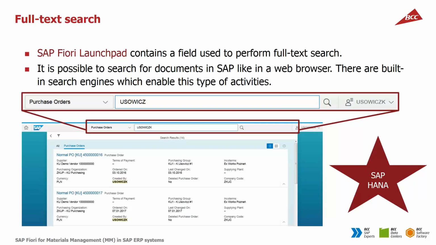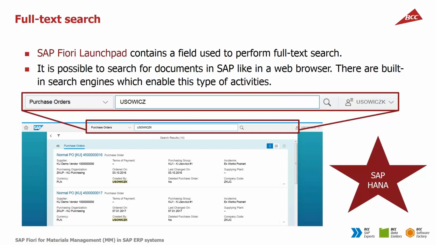Having discussed some transactional apps, now I will demonstrate full text search capabilities. So the start page, SAP Fiori Launchpad, contains a field used to perform full text search. This field is available at the top of the SAP Fiori Launchpad. And in this field, you can enter any text that you can search for. The system, using so-called search engines, will search for this text in the system independently of the fields.